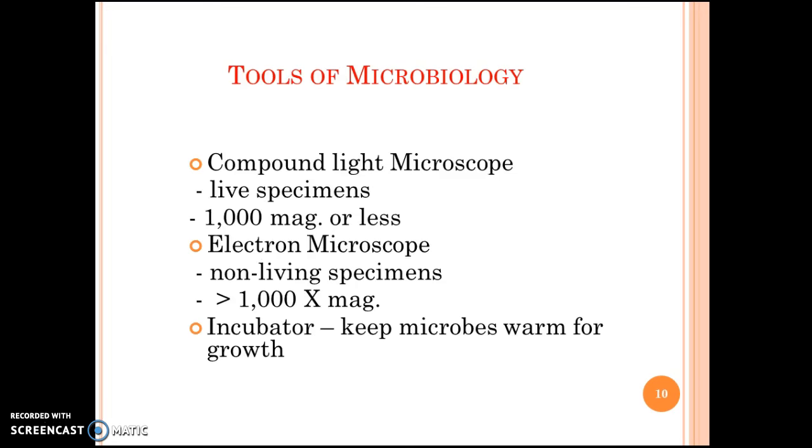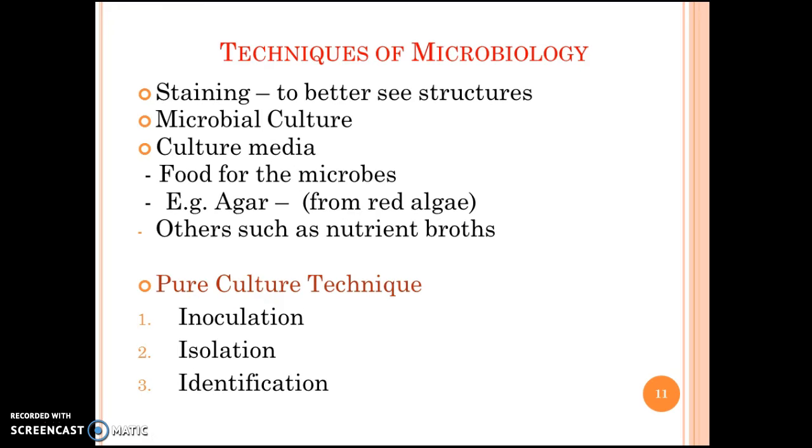microorganisms. A compound microscope is used to observe live specimens of microbes: bacteria, algae, fungi, protozoa. An electron microscope is used to observe viruses and non-living specimens. An incubator is used to keep microbes warm for growth. It is operated at 37 degrees Celsius for bacteria and at 25 degrees Celsius for fungi. These are the various techniques of microbiology.